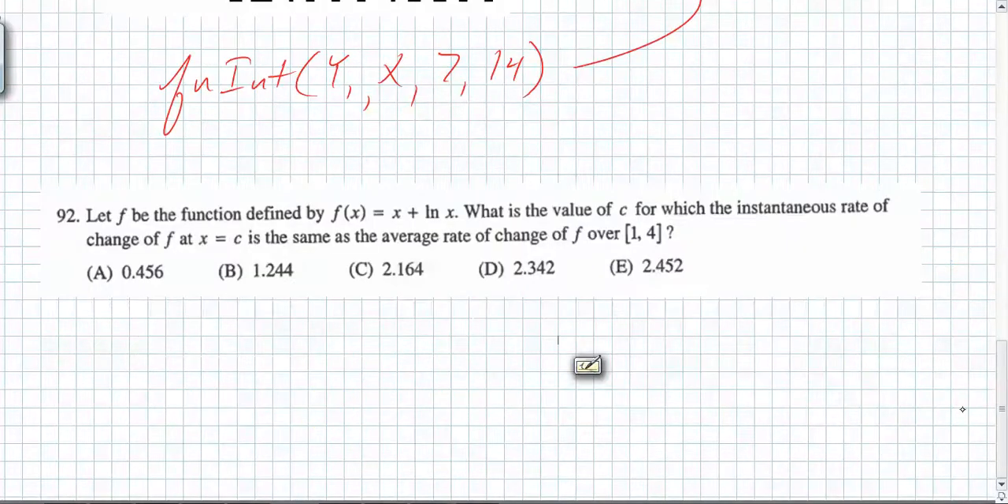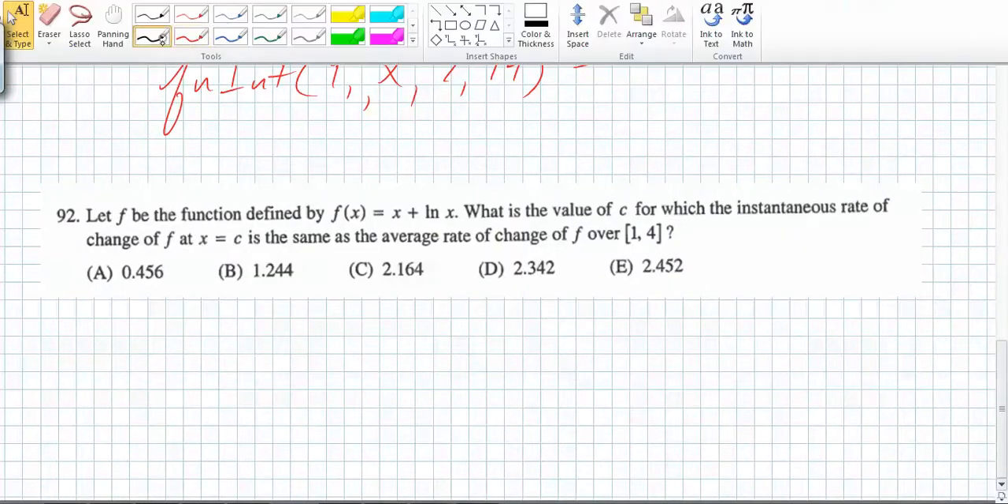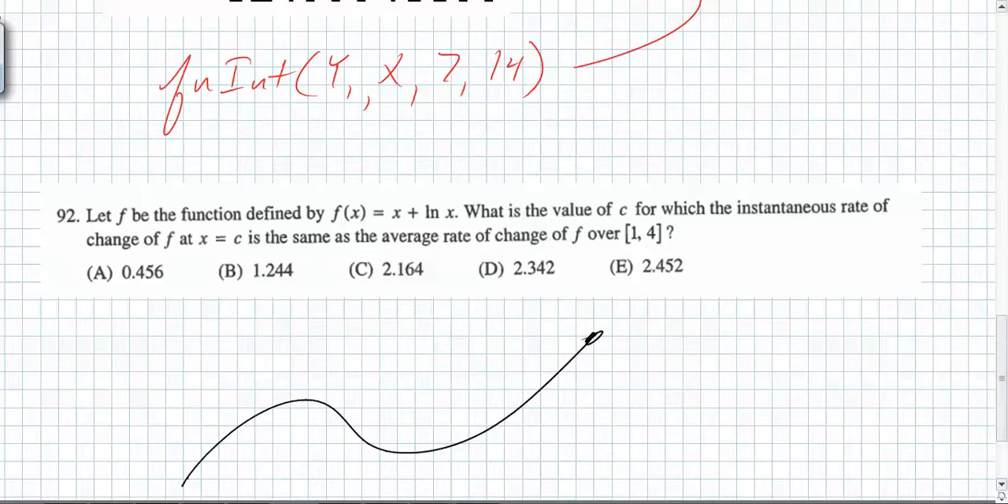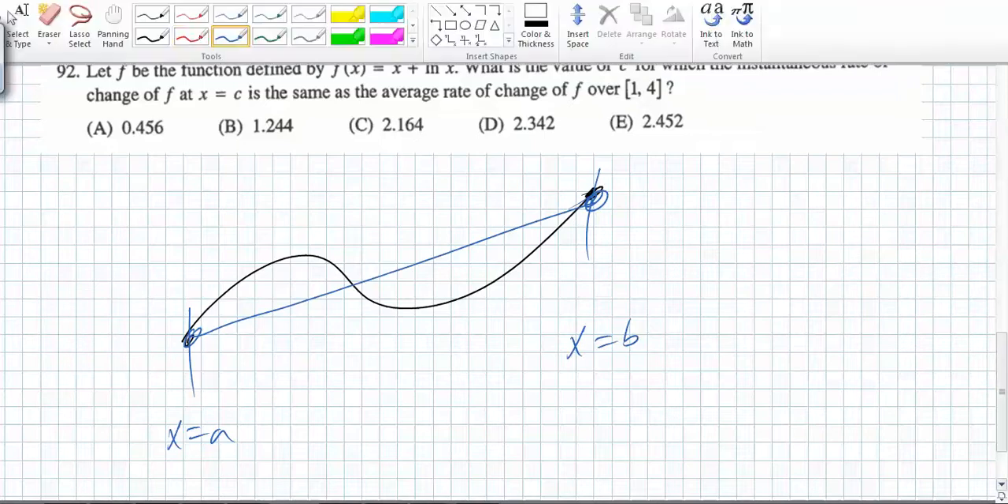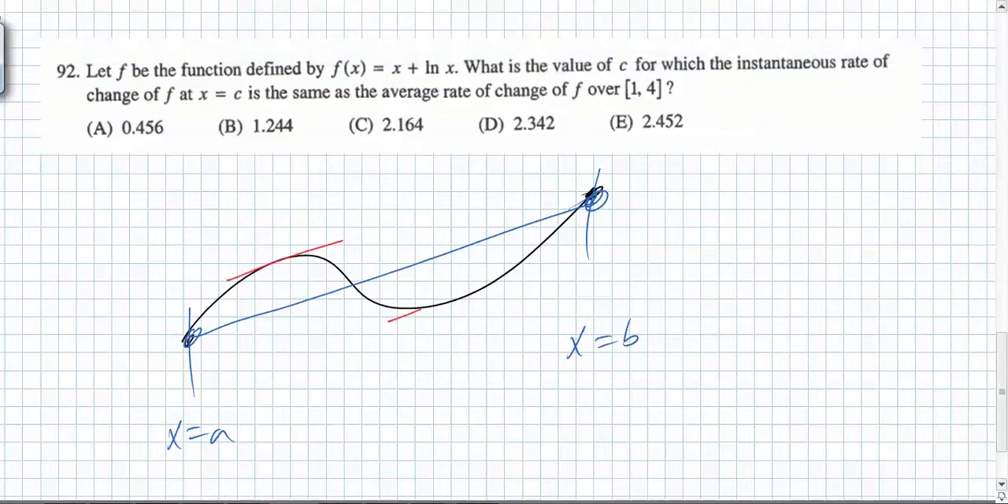Mean value theorem, do you remember pictures that look like this? You definitely covered this. Here's a function from here to here. You connect the two. That right there, the slope of this line, is the average rate of change from A to B. Somewhere, at least once between A and B, if this is x equals A and this is x equals B, there's an x value such that the derivative at that value is equal to the rate of change from A to B. How many times does it happen here? Looks like it happens twice. It happens here and it happens here.